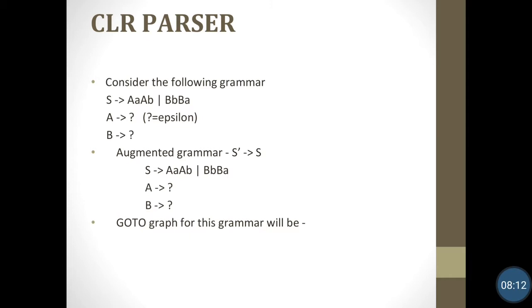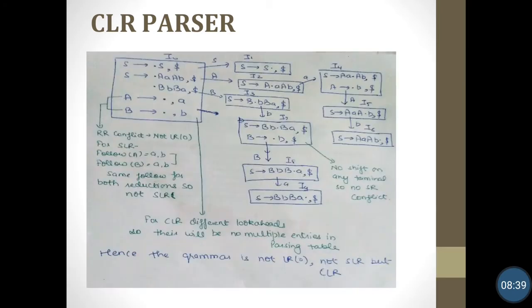To generate the CLR parse table, we will consider this grammar: S goes to A B, A goes to a, B goes to b, and then A goes to null and B goes to null. First we will generate the augmented grammar for this grammar and add one new production rule, S dash goes to S. The goto graph for this grammar will look like this.